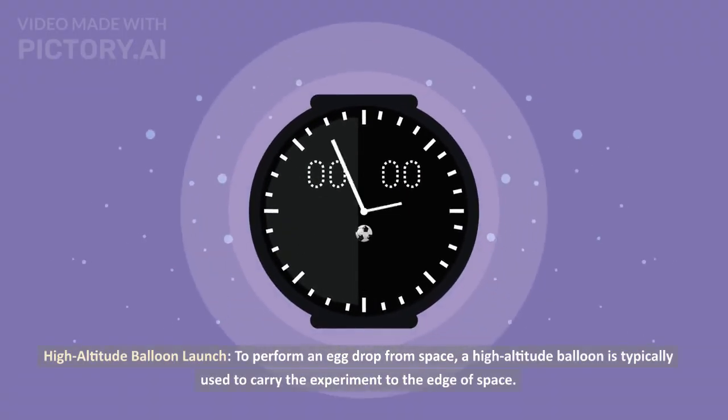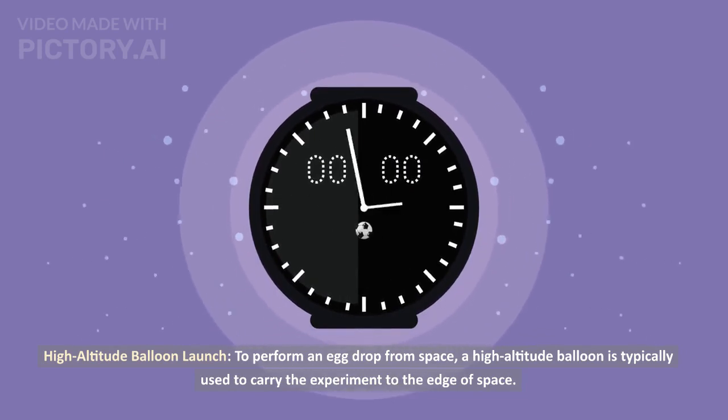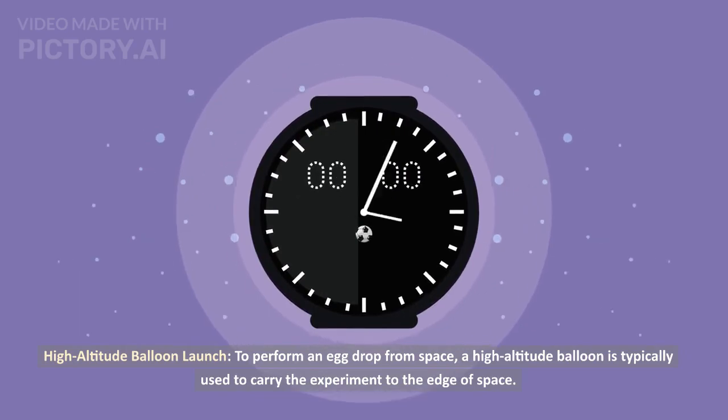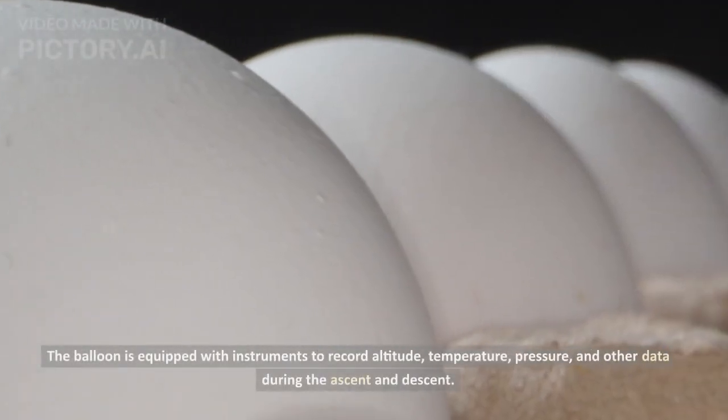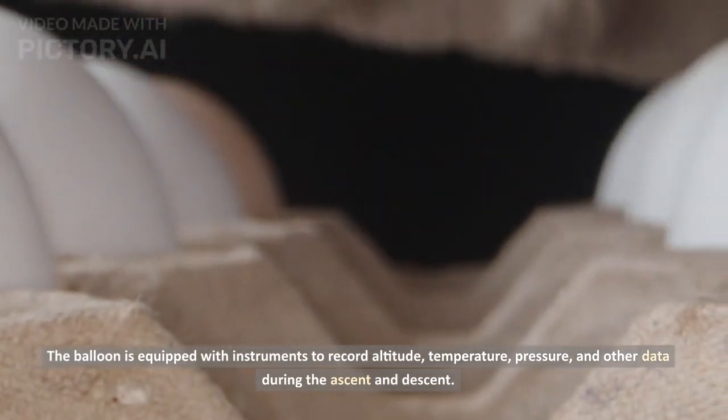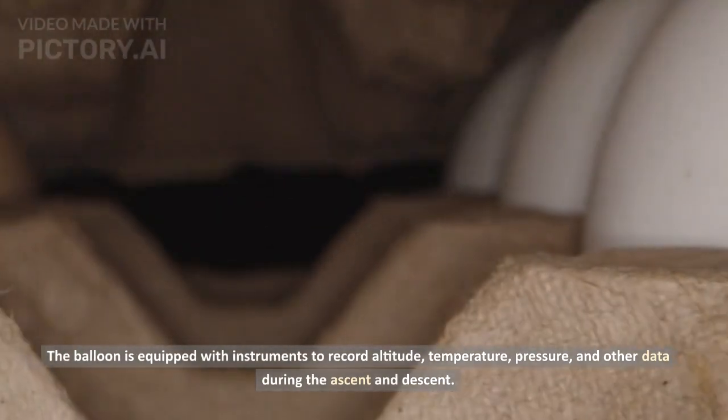High-altitude balloon launch. To perform an egg drop from space, a high-altitude balloon is typically used to carry the experiment to the edge of space. The balloon is equipped with instruments to record altitude, temperature, pressure, and other data during the ascent and descent.